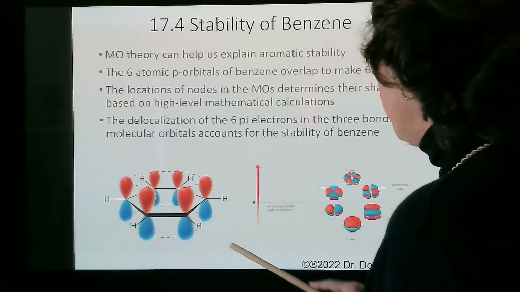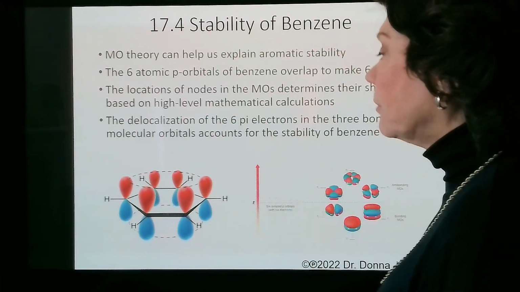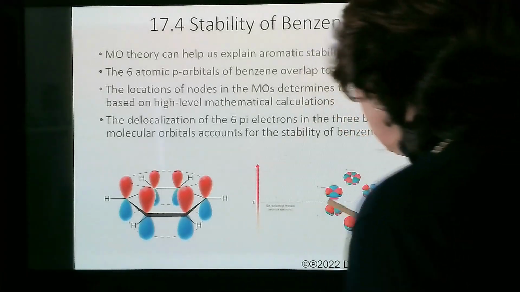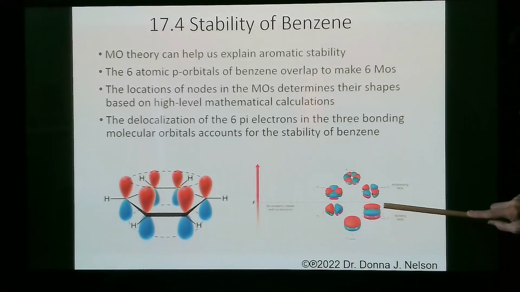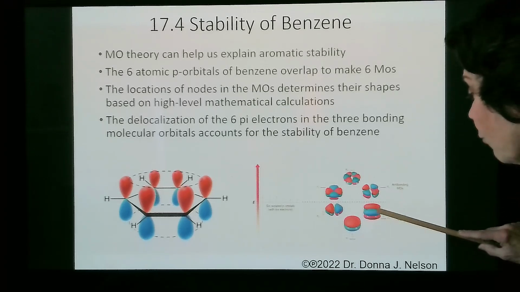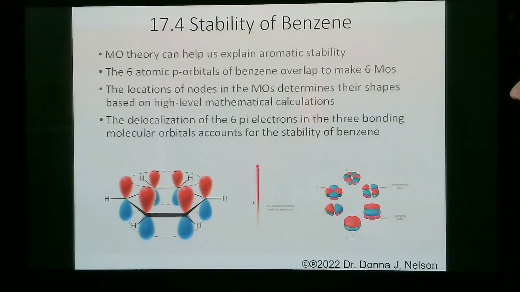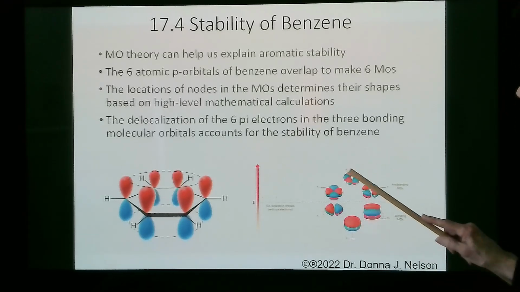Here are some orbital representations of benzene, and you can see the 6 pi orbitals of benzene. 3 of these are bonding, 3 are anti-bonding. Remember, benzene typically contains 6 pi electrons. These are only the pi orbitals.